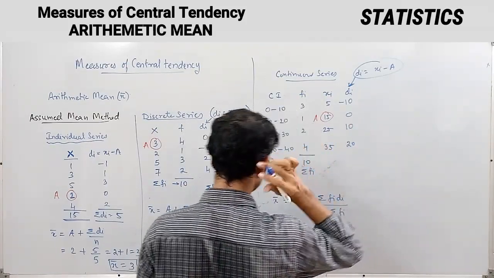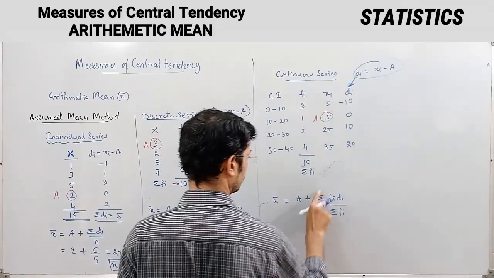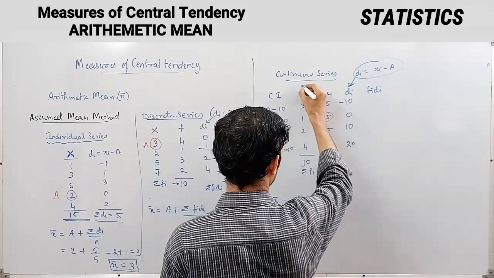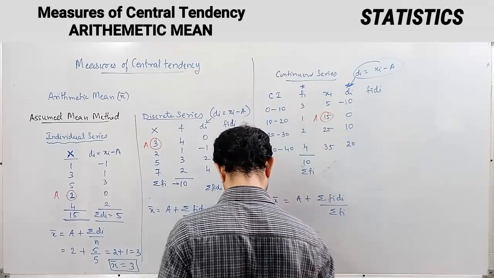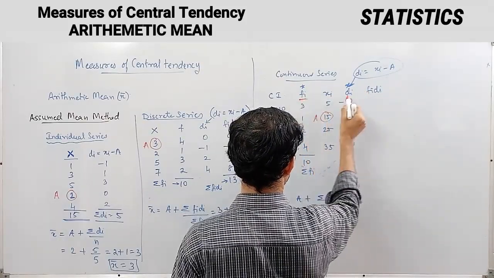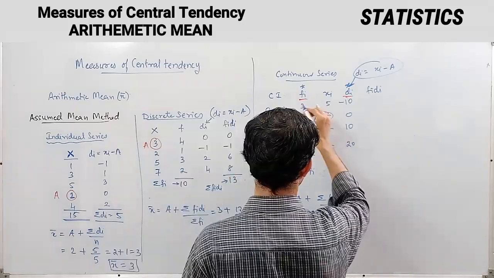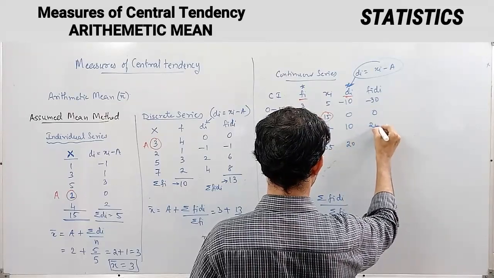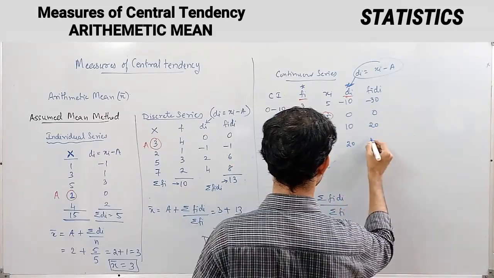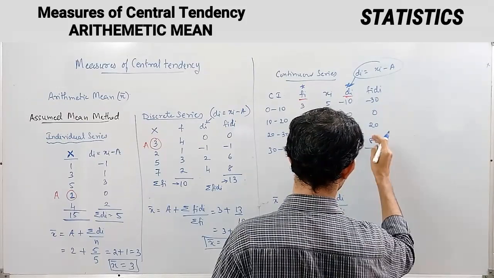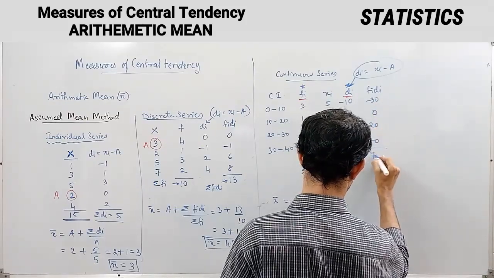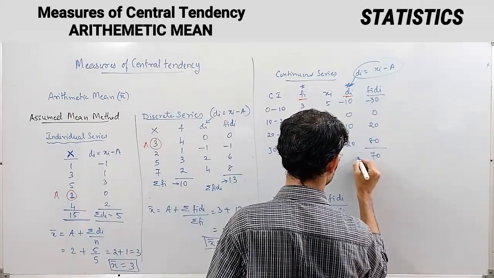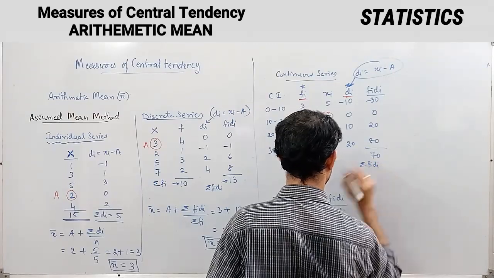Okay, now we need to find out fi into di. So what is fi into di? Fi into di is this one. You need to mark these two values, or you may make a mistake. This is fi and this is di. So 3 into minus 10 is minus 30. This is 0. 2 tens are 20, and 4 twos are 8, 80. Then minus 10 is 70. I'll get 70 as sigma fi di, the sum of all fi di's.